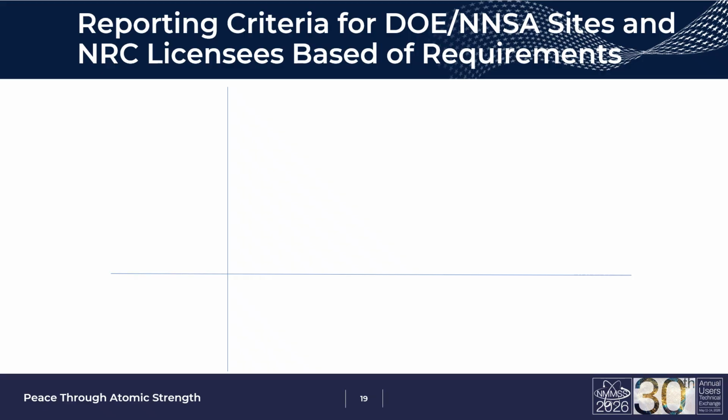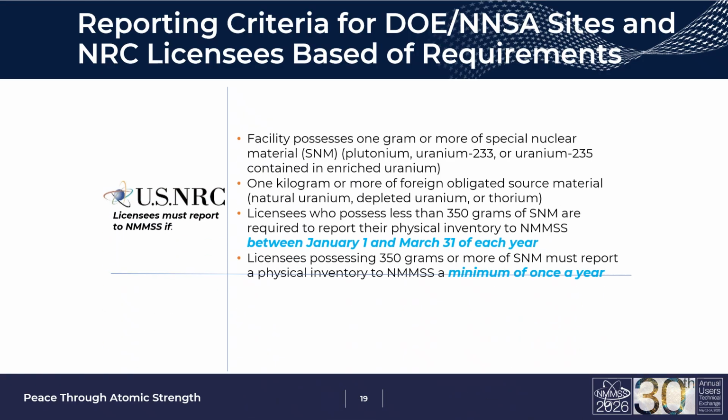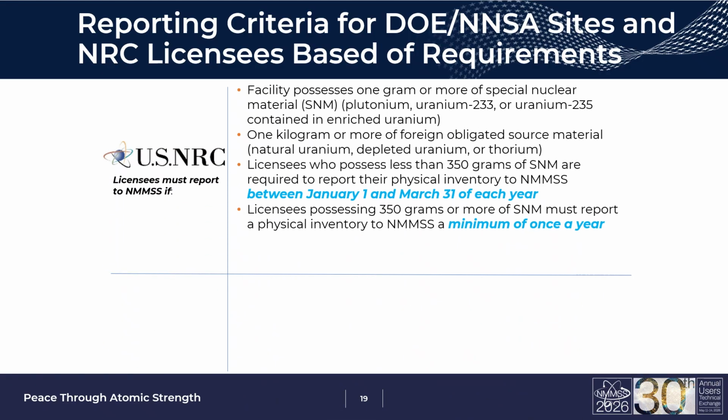DOE and NRC facilities have different requirements when reporting to NMMS, which also applies to the time frame of submitting a facility's MBR. For NRC licensee facilities, licensees who possess less than 350 grams of special nuclear material are required to report their physical inventory on the end of the calendar year, reporting to NMMS between January 1st and March 31st of each year. Licensee facilities possessing 350 grams or more of special nuclear material must report a physical inventory to NMMS at a minimum of once a year using an inventory date of their choice.